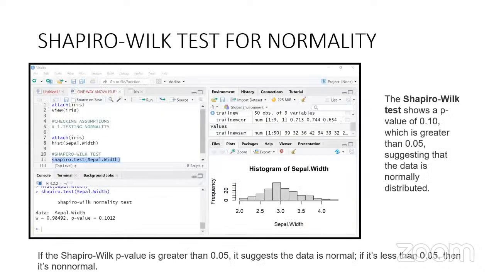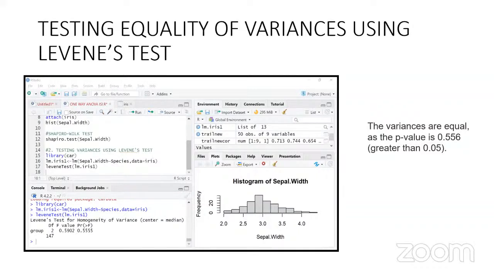So I used Shapiro-Wilk to test the normality, and the result suggested that the data is normally distributed, and the command is highlighted here in blue, shapiro.test sepal width. Okay. Now the next assumption that we had to test was the equality of variances, which I did using Levene's test.